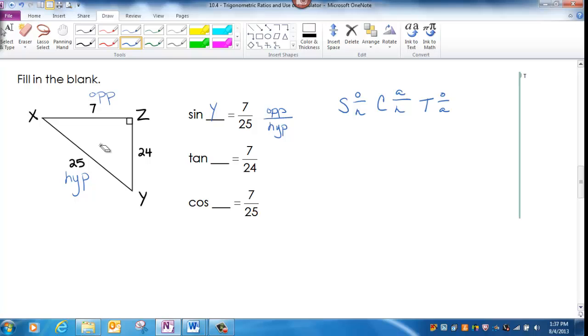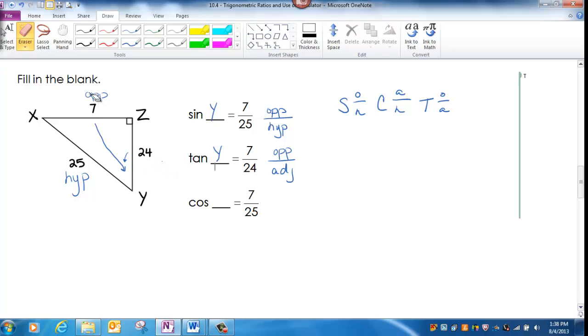Okay. Next one. Tangent of what angle is 7 over 24? So remember, tangent is opposite over adjacent. So we want the 7 to be the opposite, and we want the 24 to be the adjacent. So what angle is 7 opposite to? 7 is opposite to Y, and 24 is adjacent to angle Y. So this one's also angle Y.